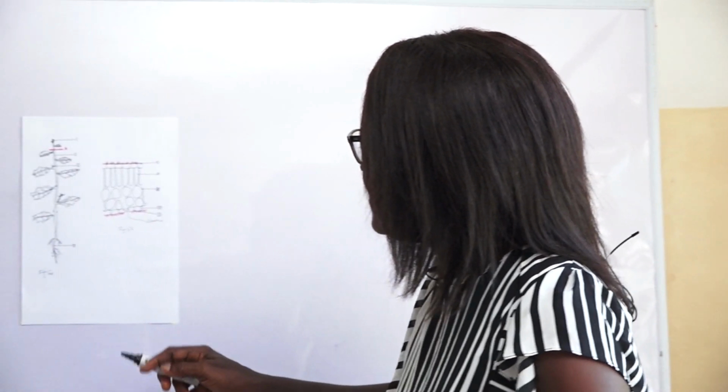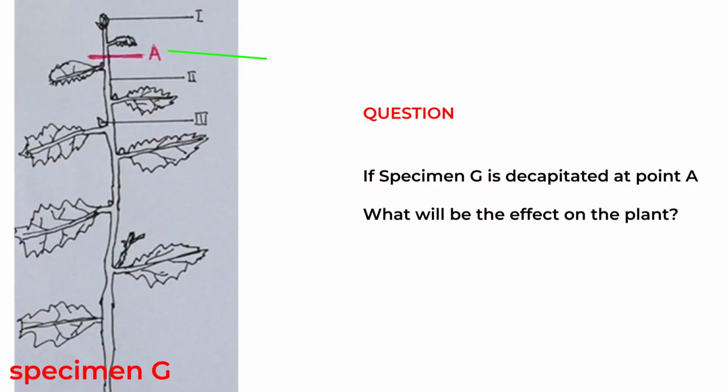So we have another question. The question is, if Specimen G is decapitated at point A, decapitation means the plant is cut off. It's decapitated at point A. What will be the effect on the plant? That's the question.